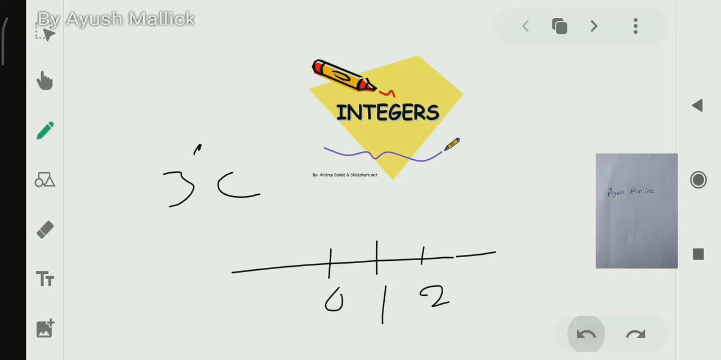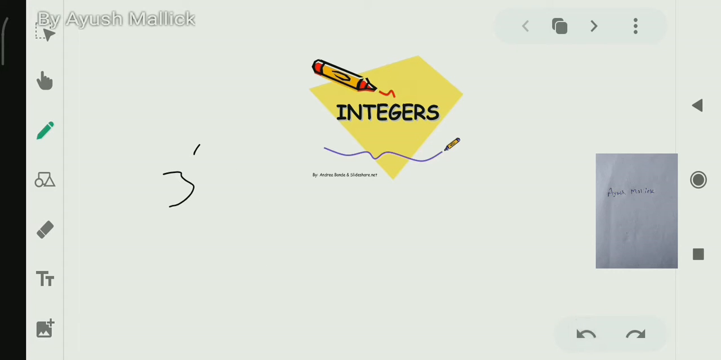If you understand that, it's good, and otherwise I will take one more example. Let's say I had 10 rupees, 10 rupees in my bank account.